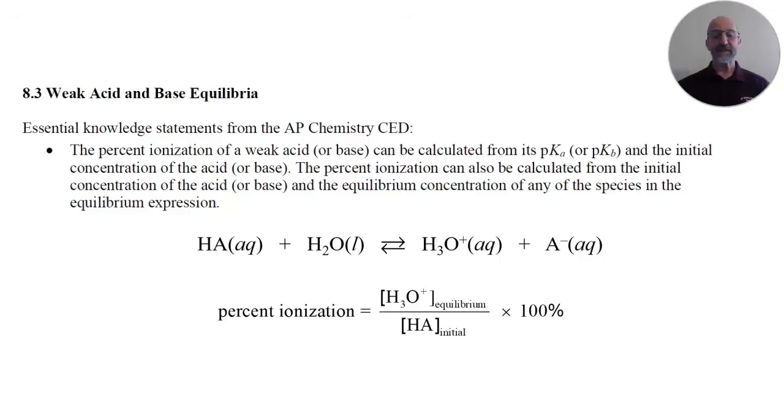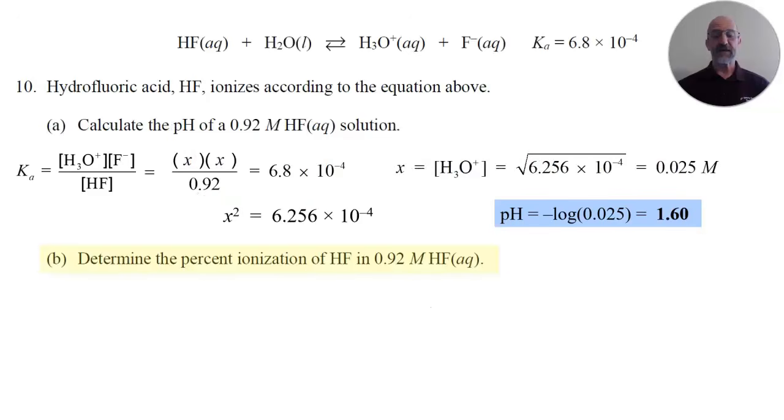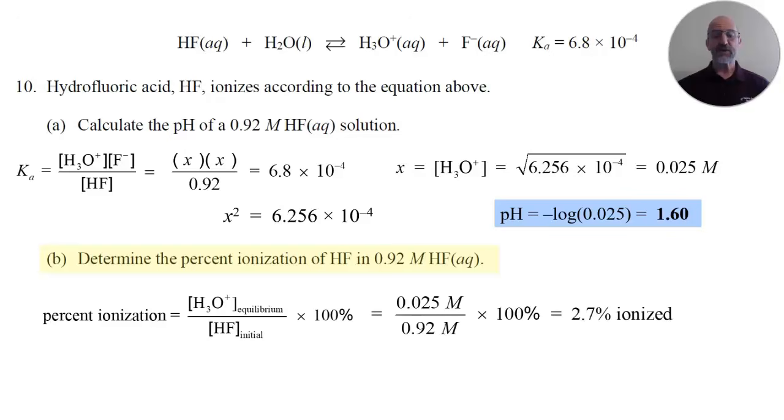Well, what is our specific acid in this problem? It's HF. Let's take the concentration of the hydronium ion divided by the initial concentration of HF and then times 100. So that would be 0.025 molar for the concentration of the hydronium ion divided by 0.92, the initial concentration of HF, times 100. And so the answer to part B is that this acid is 2.7% ionized. Again, that's an indication that HF is a weak acid. It's only partially ionized in solution.